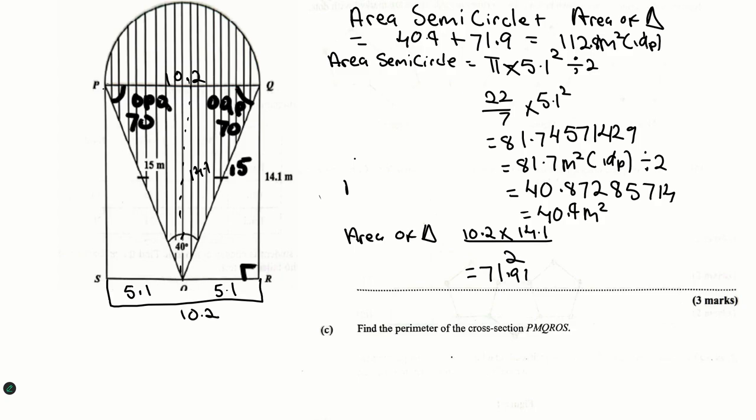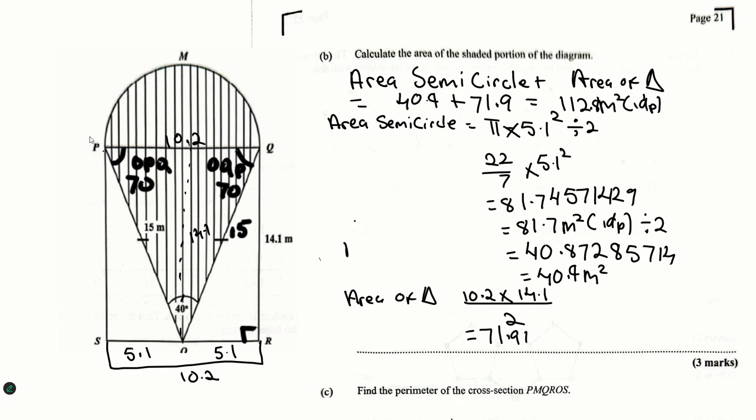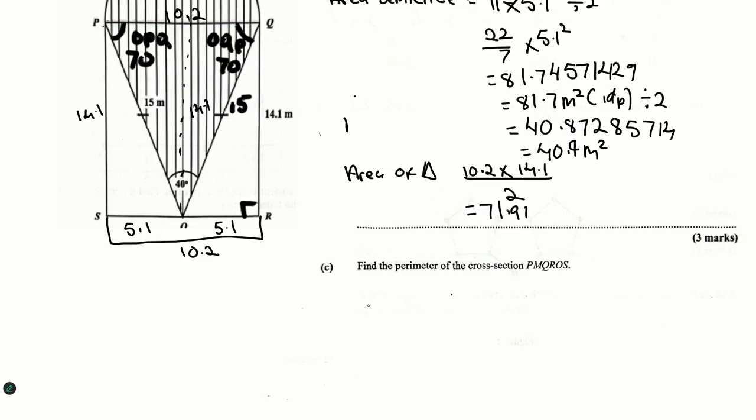The only thing that we don't know here, guys, is this distance here, PMQ, which is the perimeter, or the circumference, of a semicircle. This side here, because they told you that QR and PS are the same, would be 14.1. So the only thing that we really need to find out is that semicircle.